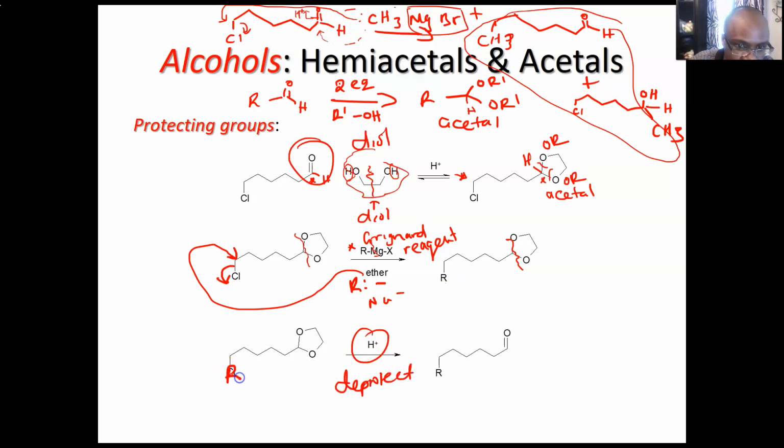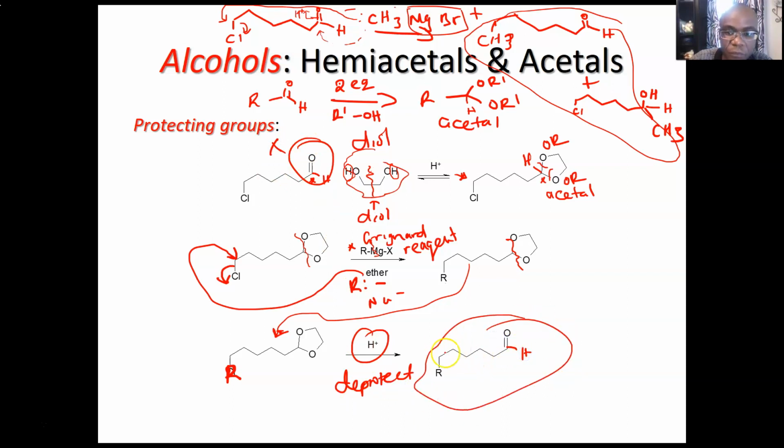Sorry, this is a typo, this should be R, because we're just using this molecule here. Now we want our carbonyl back, which we started with. So you deprotect, you get back to your aldehyde. So in this way, you've made sure that you are not getting this byproduct. You're only getting this.